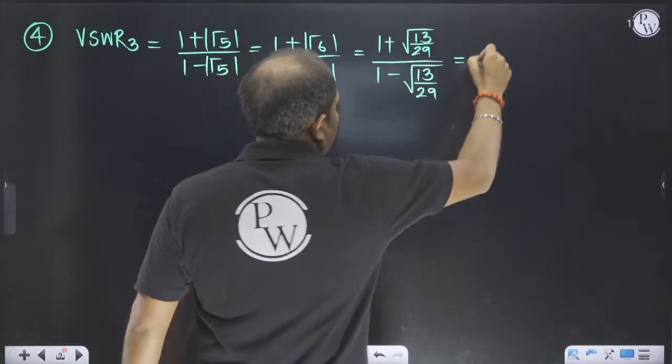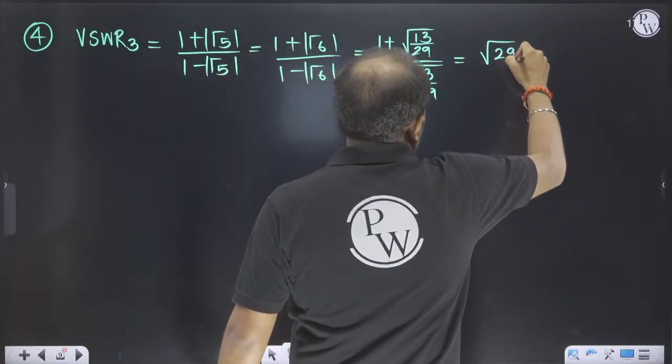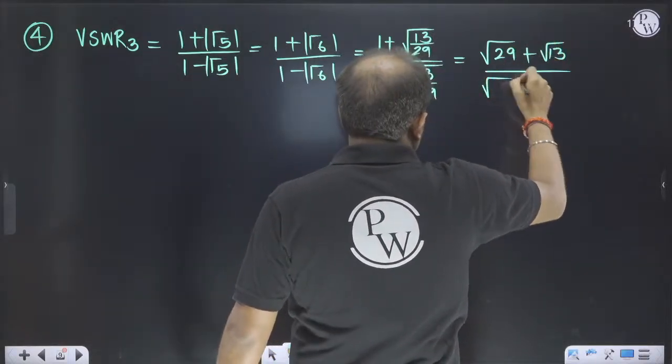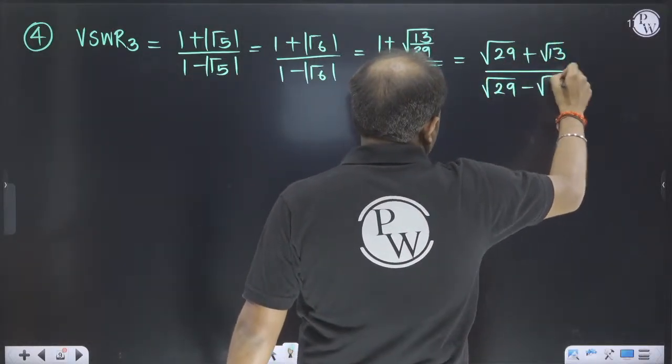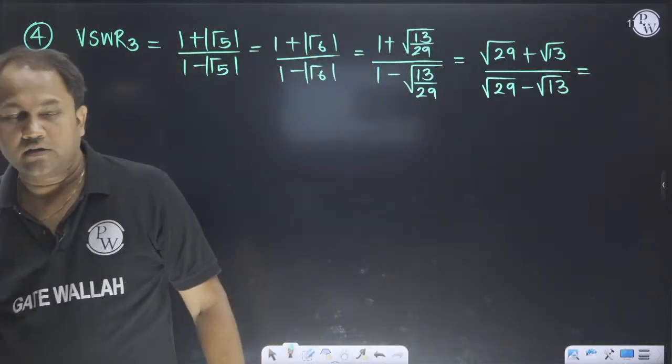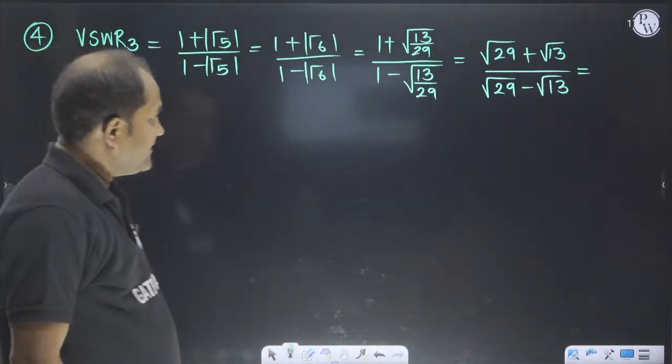So how much will it be? It will be root 29 plus root 13, divided by root 29 minus root 13. You can calculate the value. How much will it be?